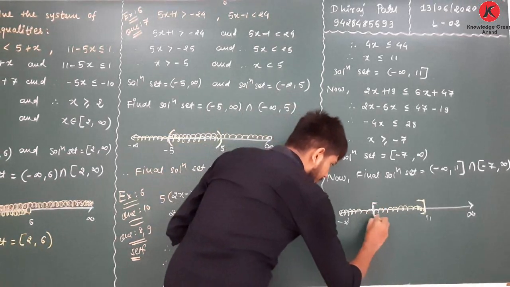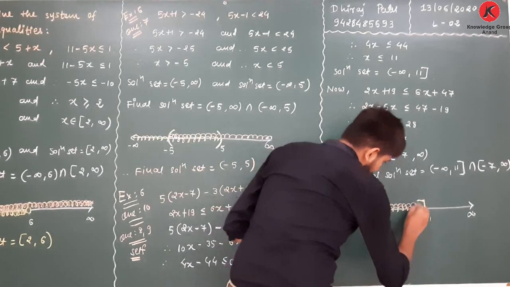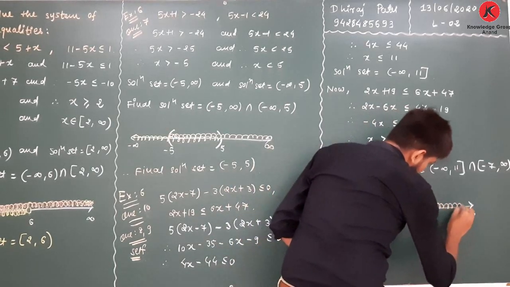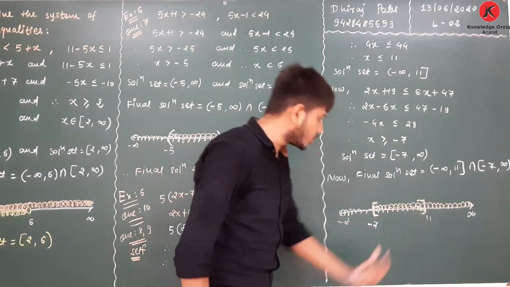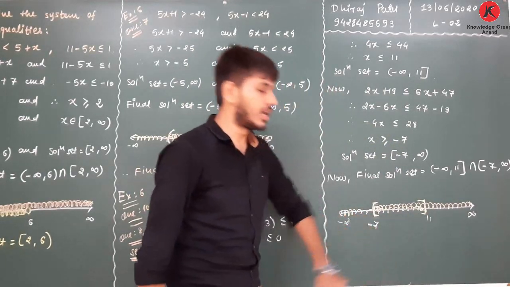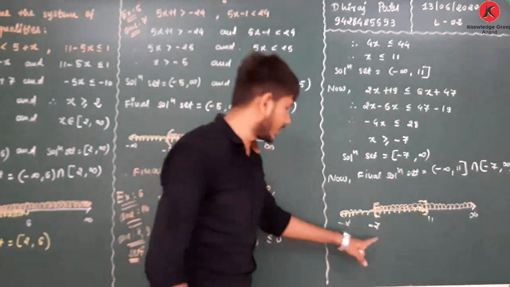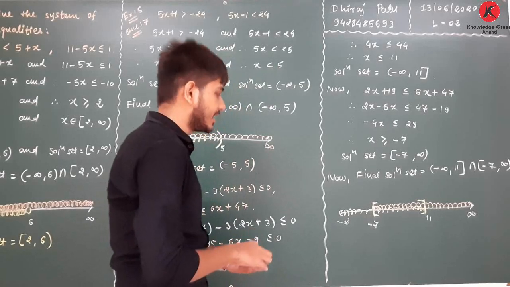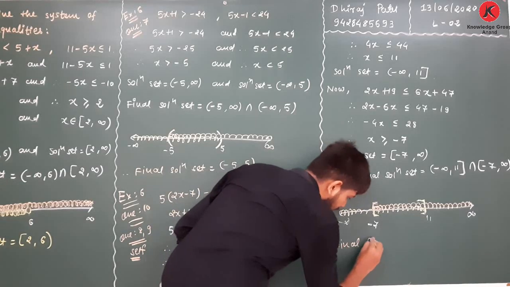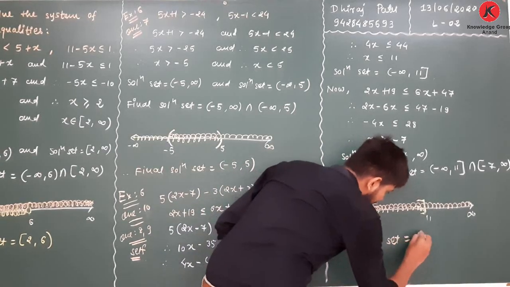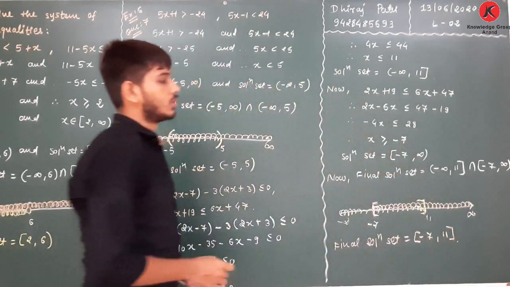I am representing this portion, we have to include the endpoint, therefore it is a closed interval. So this is the portion. Now take the intersection of these two portions, we are getting minus 7 to 11. Minus 7 as well as 11 both are included in both inequalities. Therefore we have to take minus 7 and 11 also for our final solution set. Therefore the final solution set equals minus 7 to 11, both included.